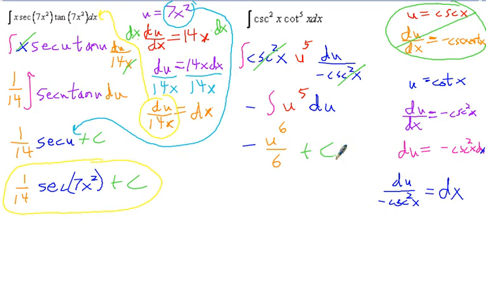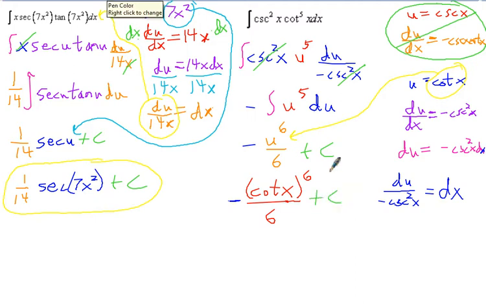And then just substitute in what we said u equal to. Remember, the one that worked was setting u equal to cotangent. So negative cotangent x to the 6th divided by 6 plus c. So those are some cases with using trig functions with u substitution.